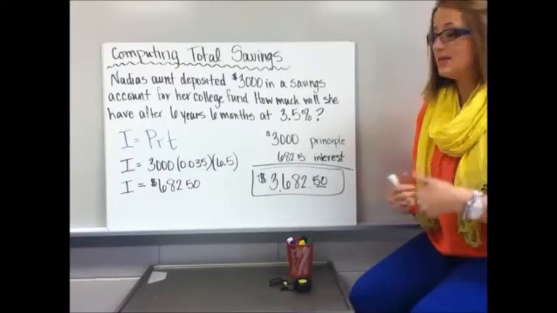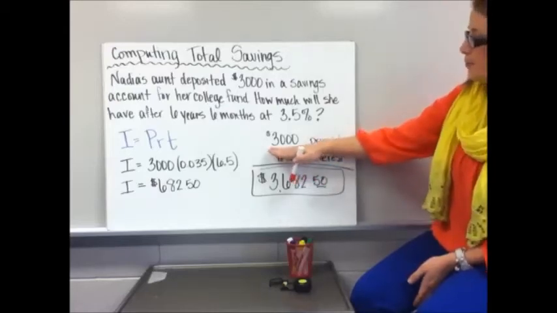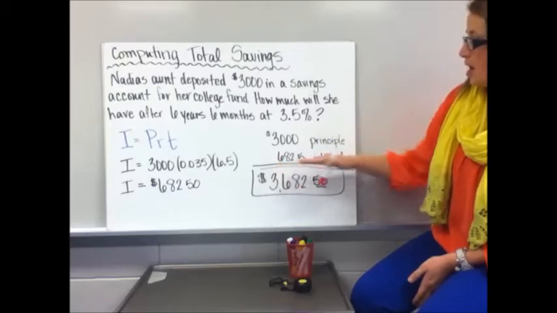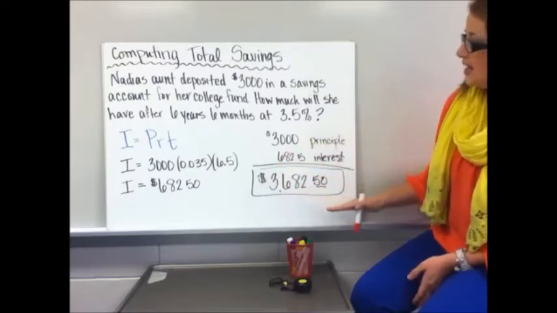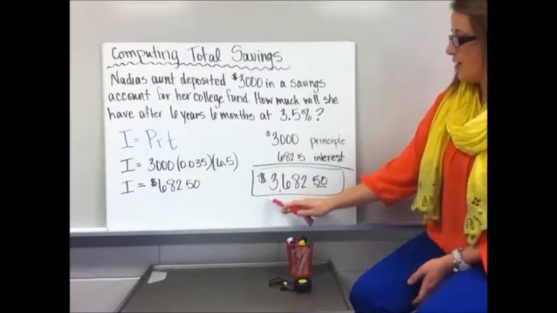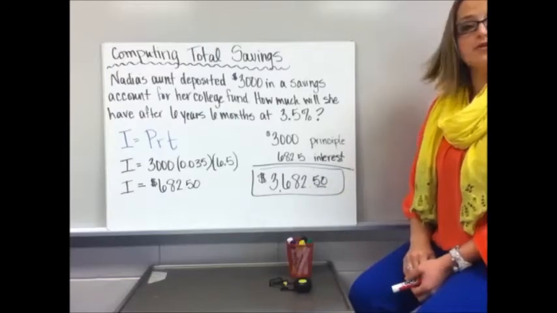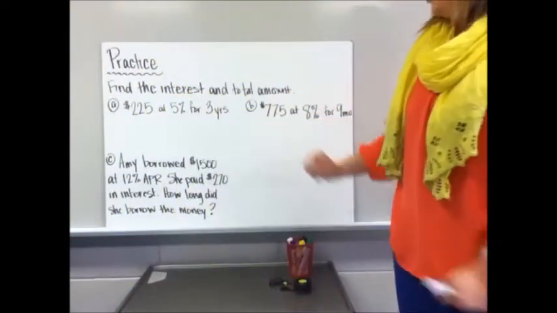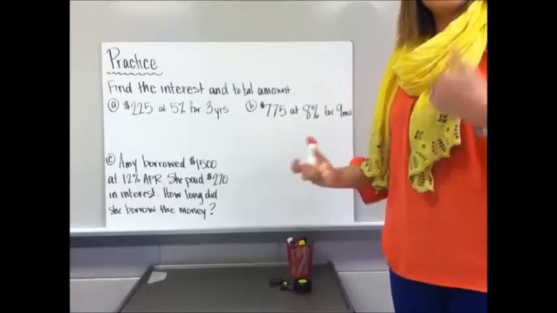Now I have to combine these to get my total savings like we did with Tristan's car example. You took the principal plus the interest. Her aunt put in $3,000. She earned $682.50 in interest. So at the end of that time, she will have $3,682.50. Now let's practice this. You attempt those and then pause and then come back to see what I did.